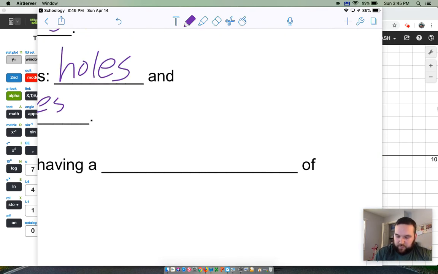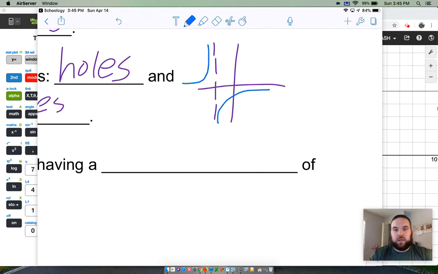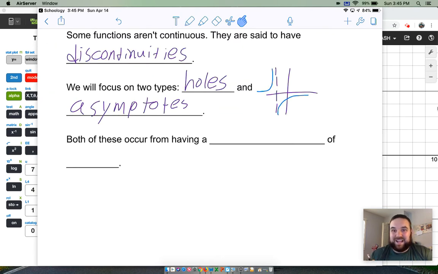Asymptotes you're already familiar with, right? If I've got a graph that has a vertical asymptote, let's draw this a little bit clearer. If I have a vertical asymptote, like those reciprocal functions that we just saw in the warm-up, that is not continuous, because after one branch, I then have to pick up my pencil or pen to draw in the other branch. So that's one example of a discontinuity.